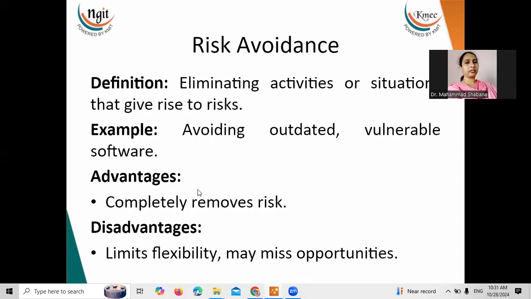First, we have risk avoidance. This strategy involves completely eliminating the source of risk by avoiding the activity or situation that poses the threat. For example, a company could choose not to use outdated software that is prone to attacks. While this strategy removes the risk entirely, it can also limit the company's flexibility because avoiding risks often means avoiding potentially beneficial activities as well. The advantage of risk avoidance is that it can completely remove the risk, and the disadvantages are that it can limit flexibility and may miss opportunities.